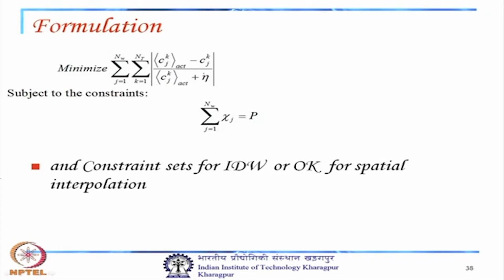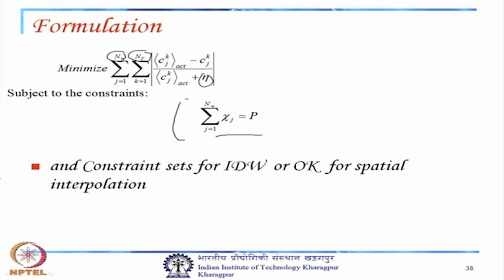Eta is some number which varies between 0 to 1, and this is the number of wells and the number of time periods. So, at the end of any particular time period and for a particular well, this is valid, and we need to minimize the total deviation. This is basically the absolute value of the normalized deviation.